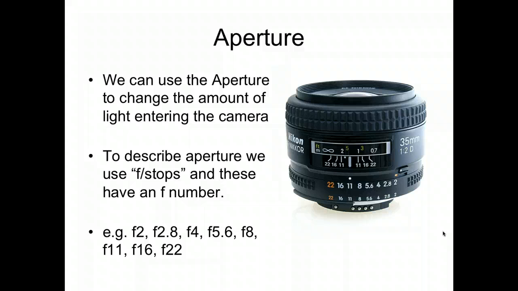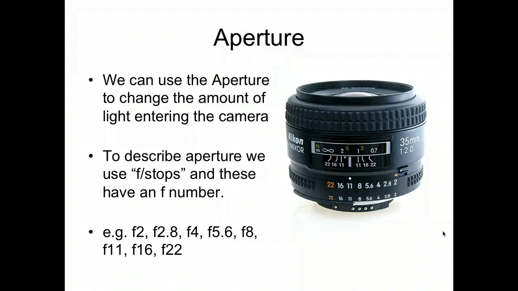Aperture is there to change the amount of light that's coming through the lens and entering the camera. We describe aperture as an f-stop, and these have what we call an f number. Why it's an f number, I'm sorry, I don't know. Don't shoot the messenger, people. I just teach what I've been taught. So they're called f-stops. Aperture is the same thing. Down at the bottom, you'll see examples of aperture numbers like f2, f2.8, f5.6, f16, f22, etc.